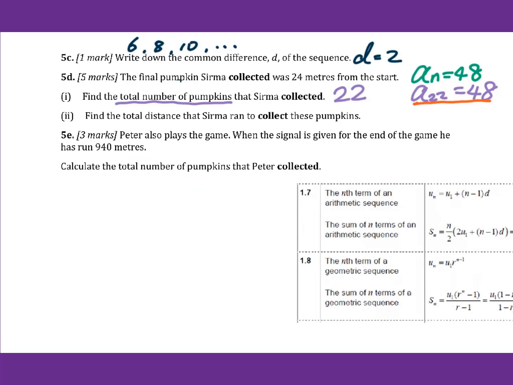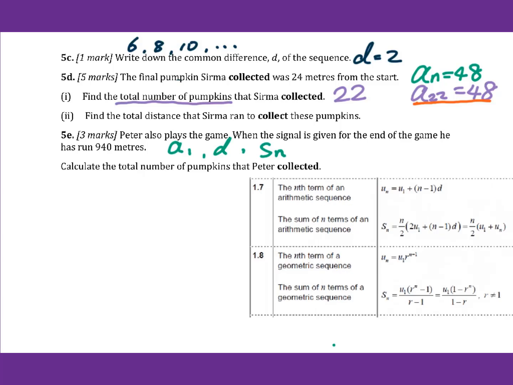Now let's go to 5E. Peter also plays the game. When the signal is given for the end of the game, he has run 940 meters. Calculate the total number of pumpkins that Peter collected. We are given the first term. We are given the D. And also we are given this S sub n. Therefore, you have to use the first formula to figure out this n.